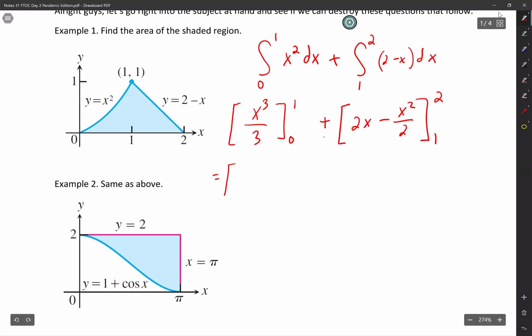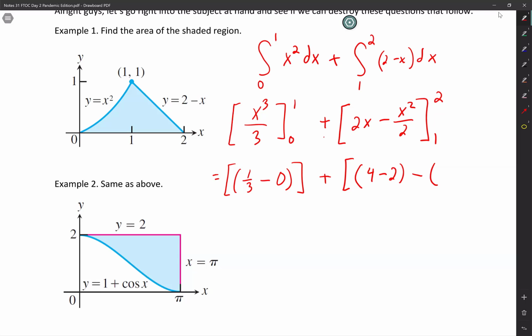Bracket 1 to the third, so that's 1 over 3, minus 0 to the third, so 0. I guess I didn't need a bracket there. Plus parenthesis, upper minus lower. 2 times 2 is 4, minus, that's the minus inside. 2 squared is 4. 4 divided by 2 is 2. So 4 minus 2, close parenthesis, minus, now I'm doing the lower one. 2 times 1 is 2, minus 1 squared is 1, divided by 2, minus a half.